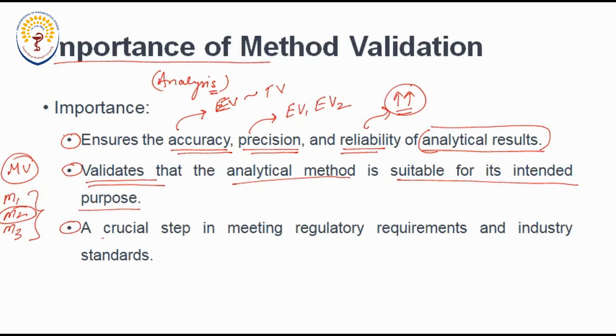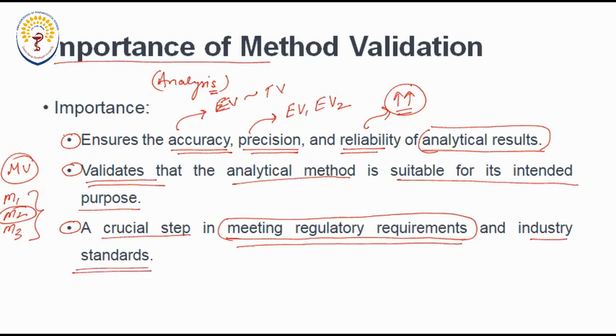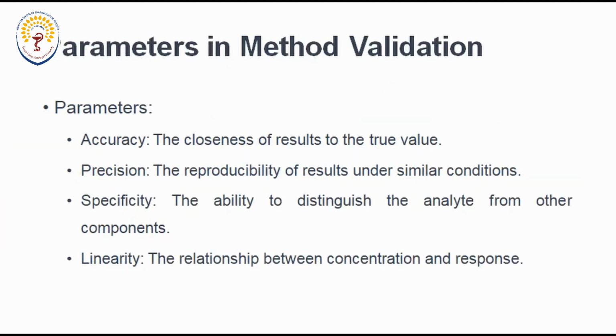Notably, this is a very crucial step because method validation is an important part of the regulatory requirement. And if the correct method is used and if method validation is done properly, that ensures the quality, and obviously that is why method validation is an important part of the regulatory requirement and the industry standards. Method validation also ensures the quality of the product, but indirectly.